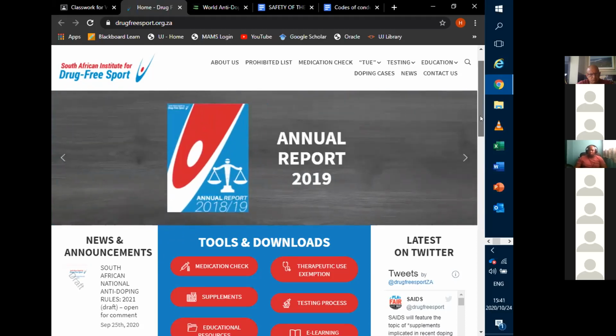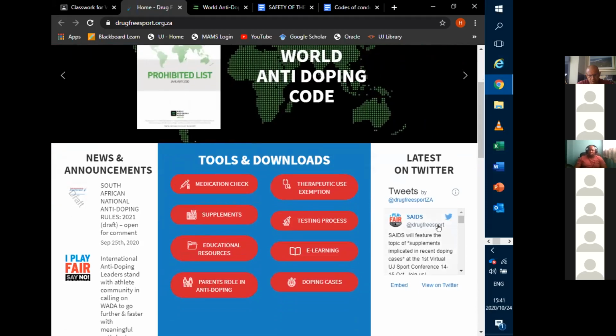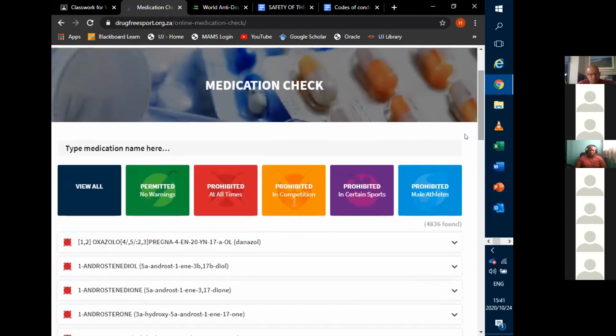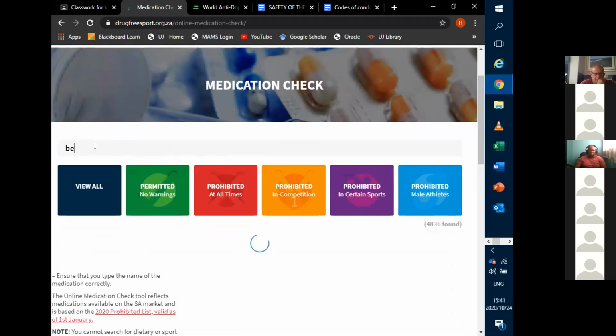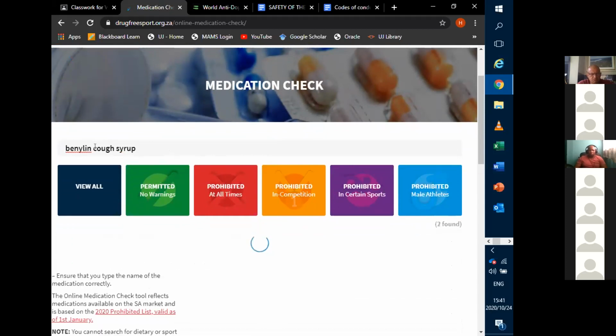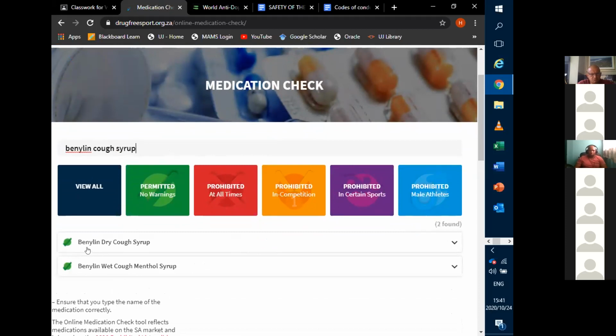The other nice thing about this, and you can download the app, is the medication check. So how this works is you can put in any type of medication. So let's say we are on Benylin cough syrup. And there it comes up immediately. You have the dry cough, wet cough. It's got a green, which means that it's permitted and there are no warnings.